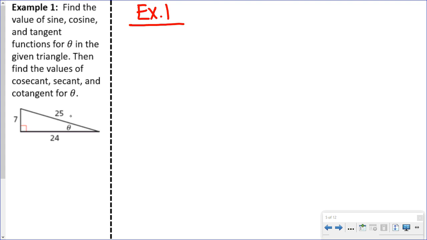Okay? So first, with respect to this angle theta, I'm going to label the sides O, H, and A: opposite leg, adjacent leg, and hypotenuse. So with respect to this angle, 7 is the opposite leg because it's across from it. 24 is the adjacent leg because it's adjacent to it. And 25 is the hypotenuse because it's across from the right angle. Okay? So then let's do sine first.